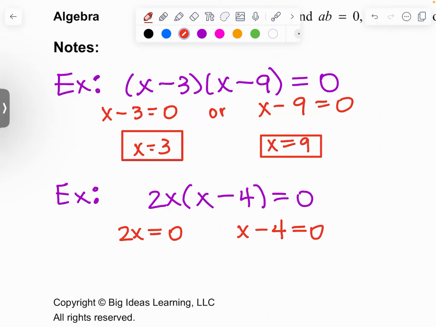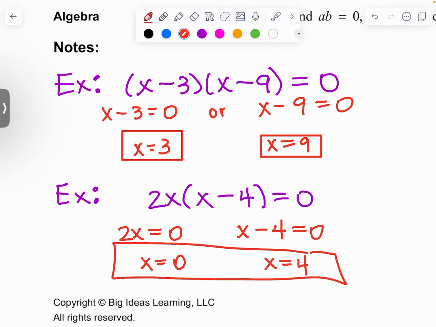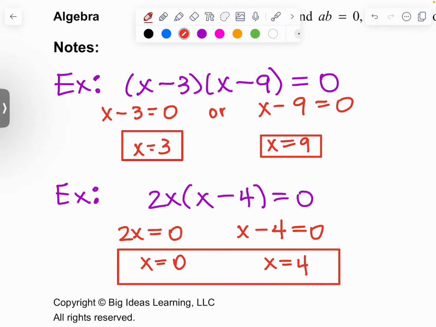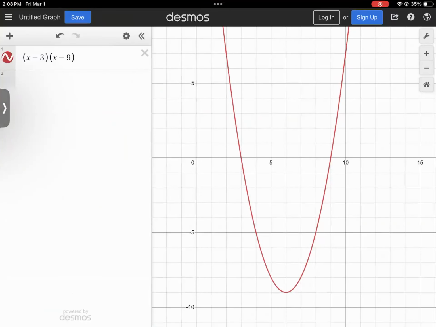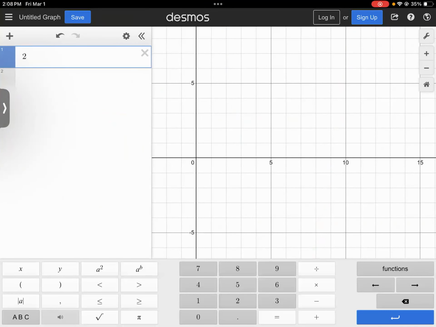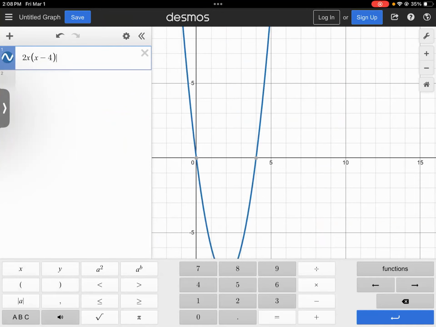X either equals 4 or x equals 0. Do you agree? We're going to get 2 right answers. So this is what it looks like. We have 2x times x minus 4. So notice how this strange looking graph, it's called a parabola. We'll talk more about it. But notice how this parabola intersects the x-axis at 0 and 4. It's pretty crazy.